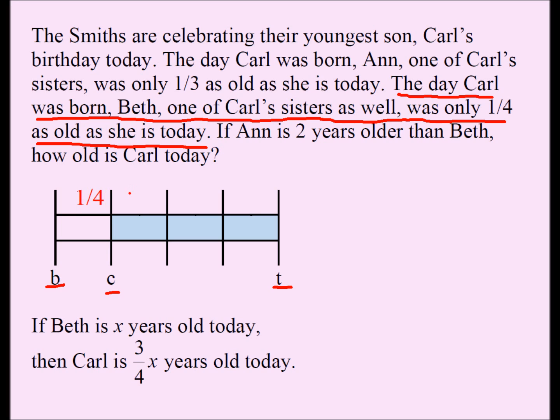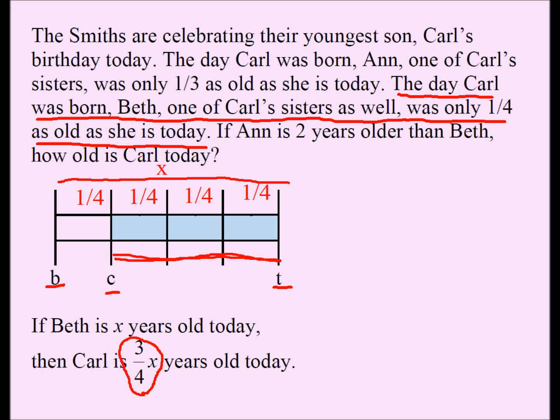One-fourth, 1/4, 1/4, 1/4. Now this whole thing, we know Beth is x years old today, so this whole thing is x. Beth was 1/4 of x when Carl was born, so Carl must be 3/4 of Beth's current age. That's where this is coming from. 3/4 times x if Beth was x.